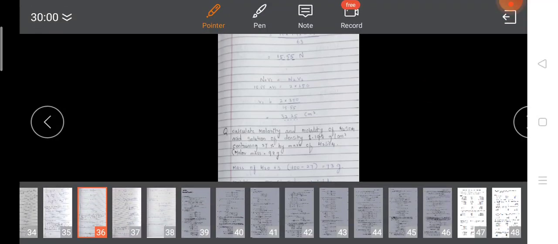Normality formula is nothing but 10 into D into percentage weight by weight divided by E2. Therefore, you can substitute the values: 10 into 1.42 into 69 divided by 63. The normality of the HNO3 will be 55.55 normal. And by using the formula N1V1 is equal to N2V2, you can prepare the 250 cm cube solution of the 2 normal.